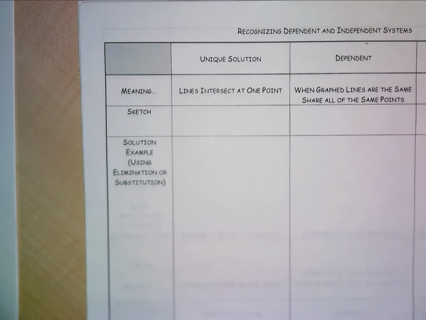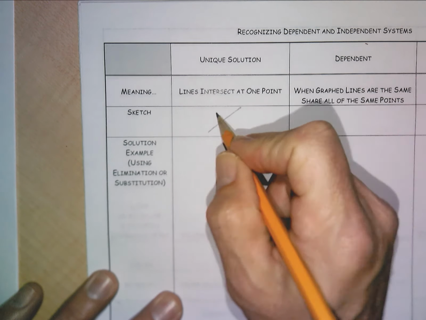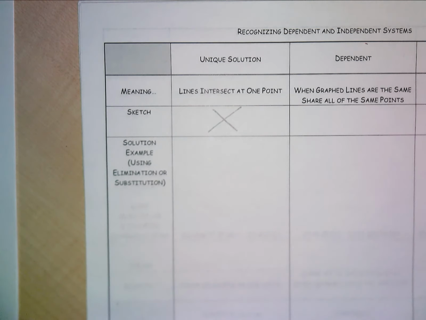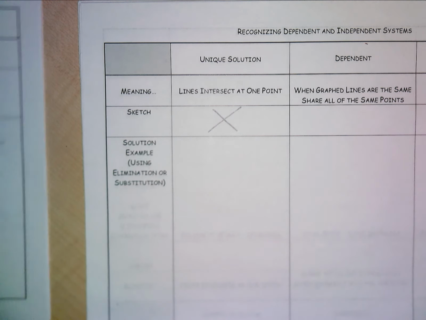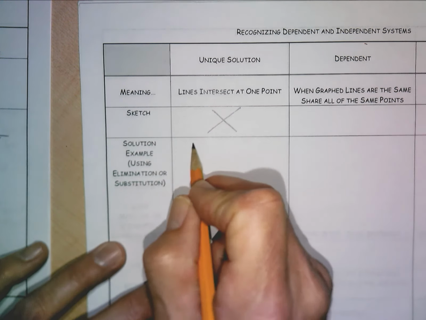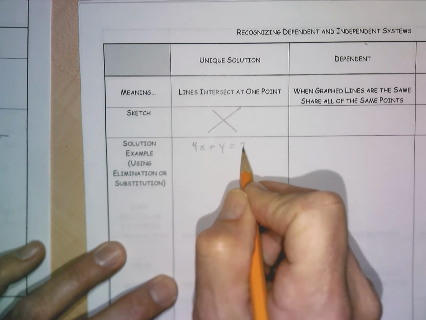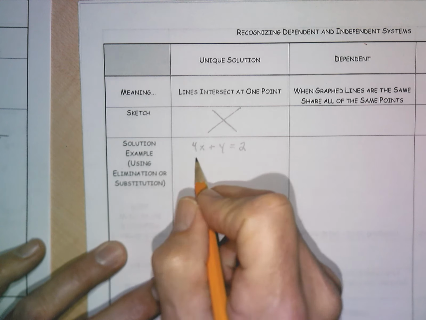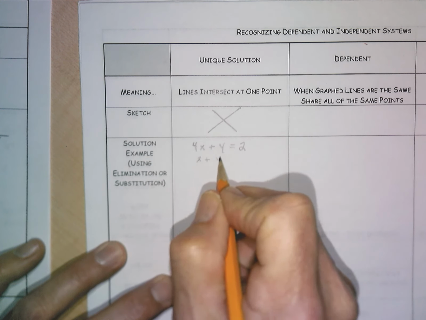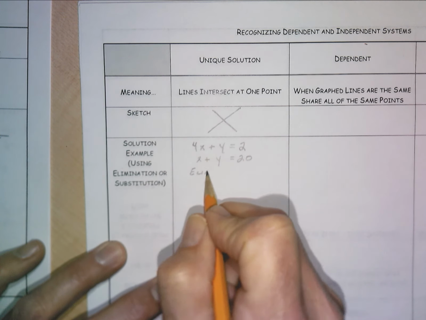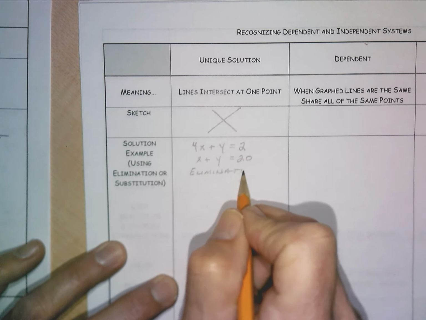One of the possibilities when we're dealing with a system of equations is that the lines cross. So we're just going to make a sketch of two lines crossing up top. Sounds ridiculous, but it's a visual that may help you at some point. And let's say that the two equations we're dealing with are 4x plus y equals 2 and x plus y equals 20. I'm going to choose to solve this system using the process of elimination.